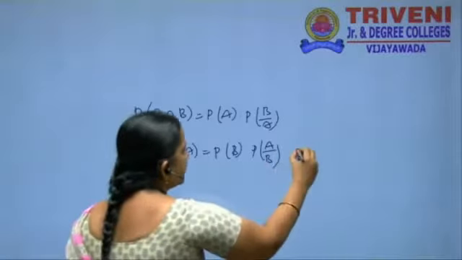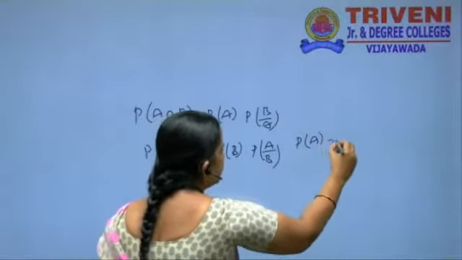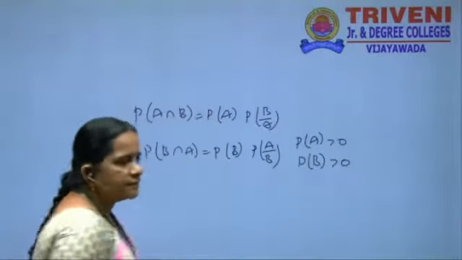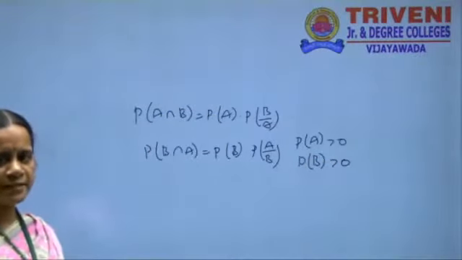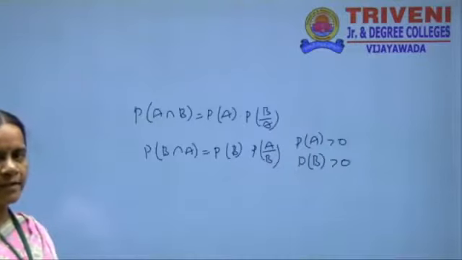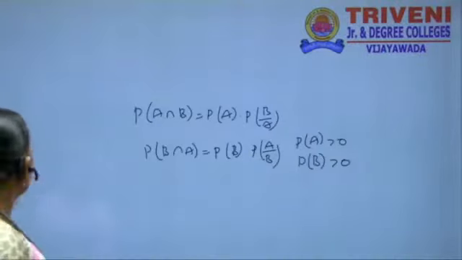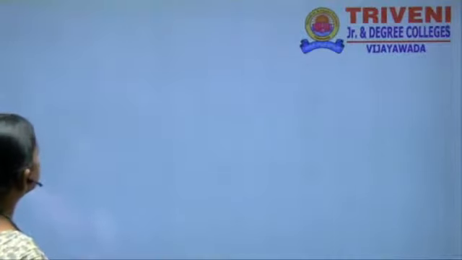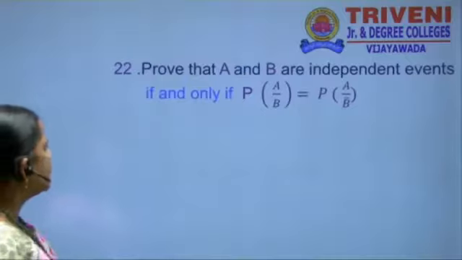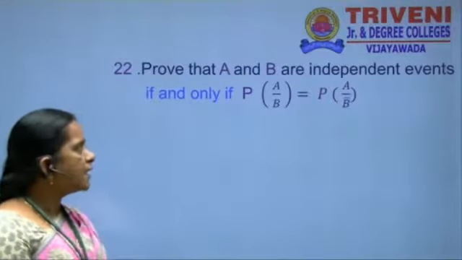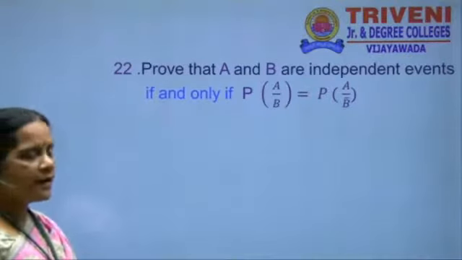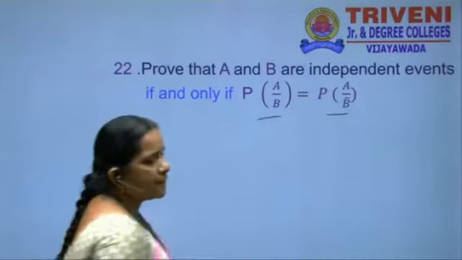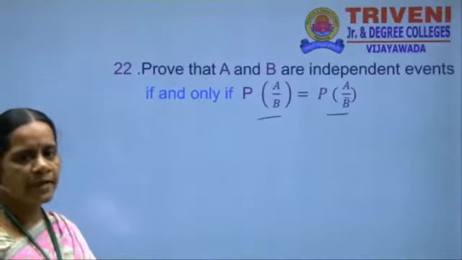Here P of A is greater than 0 and P of B is greater than 0. This is the statement of the multiplication theorem. Now we will discuss some problems based on it. The first problem is: prove that A and B are independent events if and only if P of A by B is equal to P of A by B bar, or B complement.